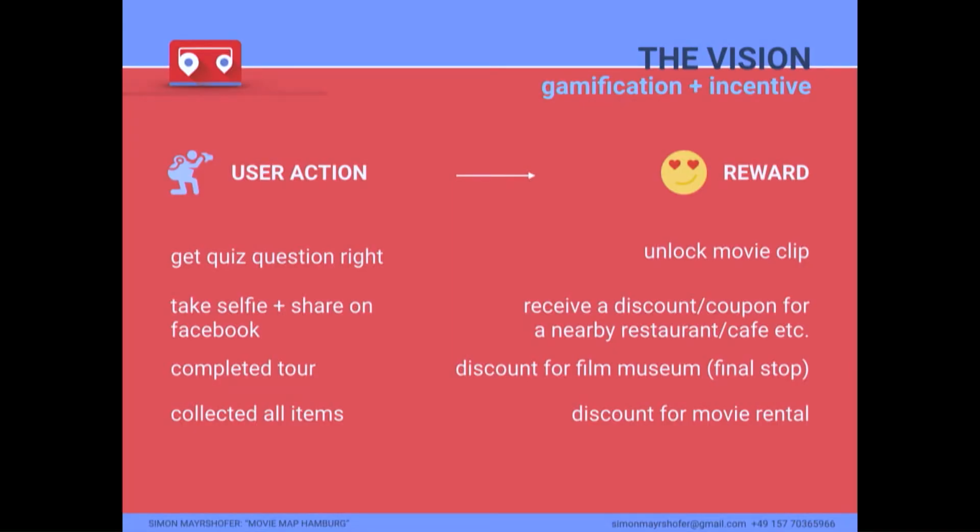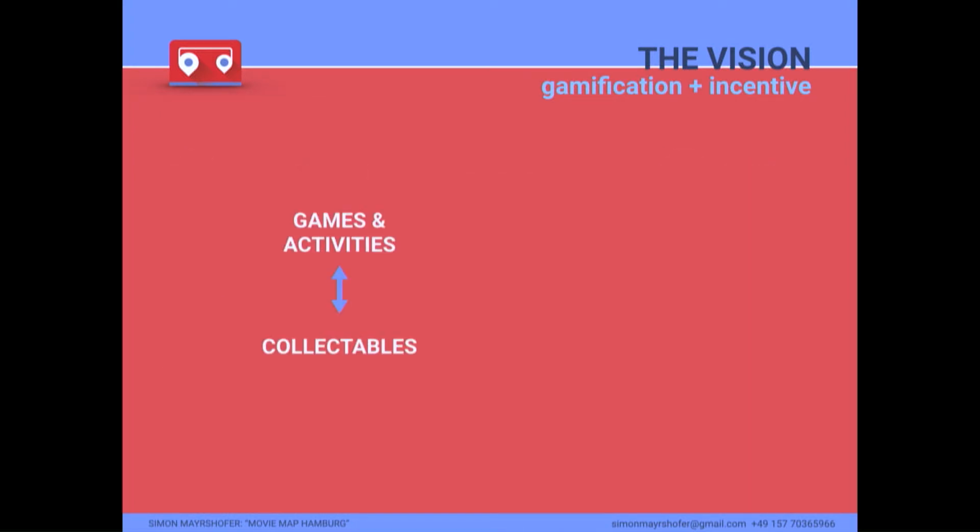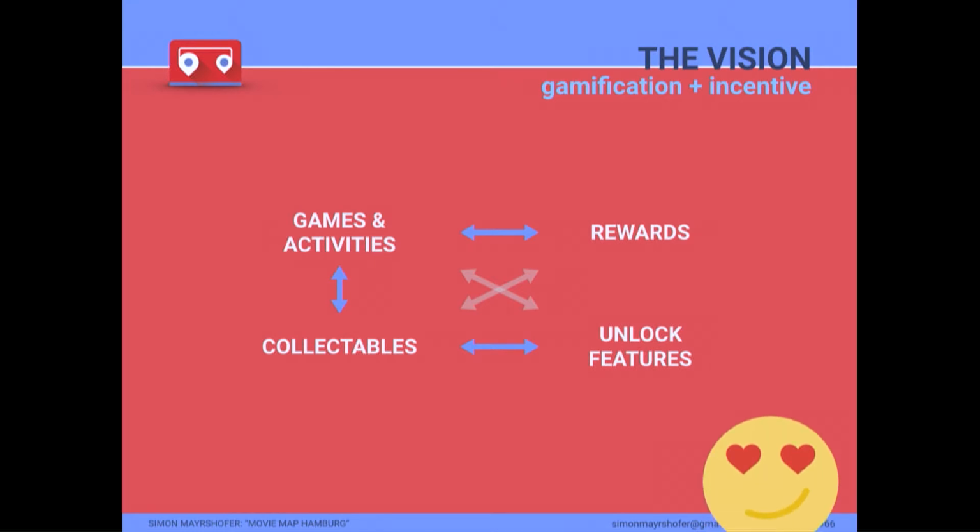On completion of the tour, the user is rewarded with a discount for the film museum, or on completion of certain tasks or a full collection of items, the user receives a discount for the movie rental. So in the end, the app uses collectibles, games, and activities to have the user earn rewards and unlock features, and it is a combination of these elements that makes the app fun and mesmerizing, if not, hopefully, slightly addictive. Plus, it opens up the opportunity to present the user with interesting offers, coupons and discounts for local and or online partners, businesses, and other services.